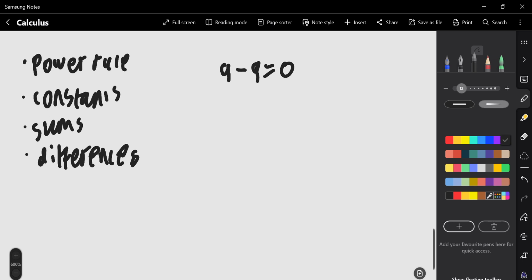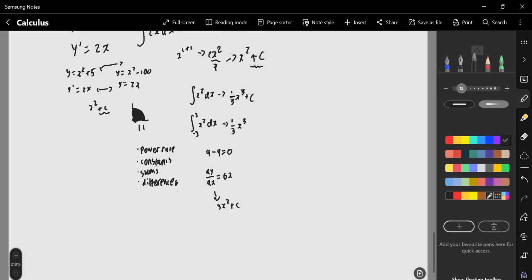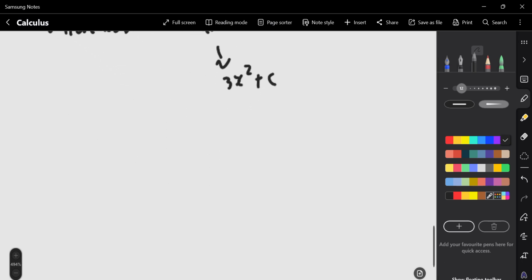And so to leave with a challenge, if the derivative of a function, so let's say dy by dx equals 6x, then what is the original function? What might it be? Well, if you were able to deduce the power rule, our answer is going to be 3x squared plus c. So that's the intro to integration.